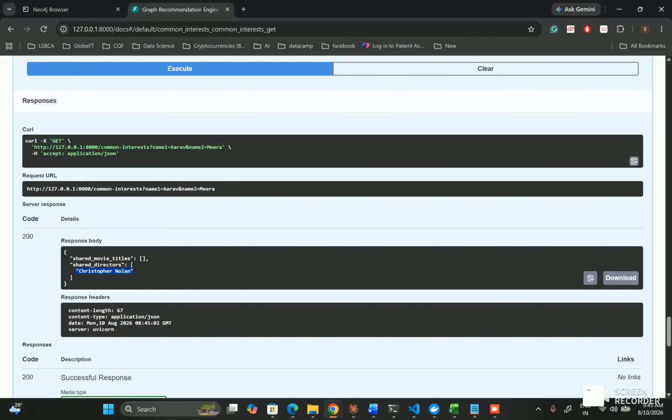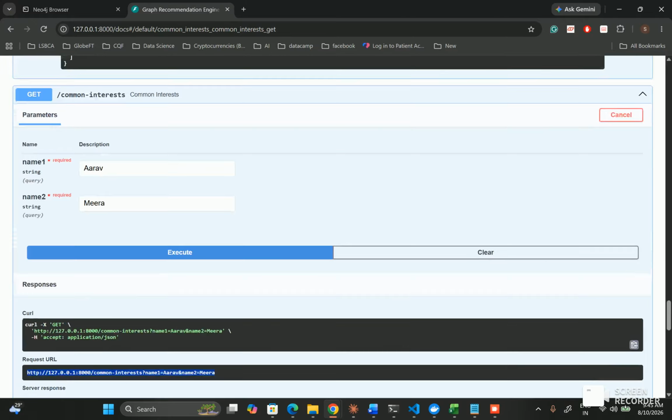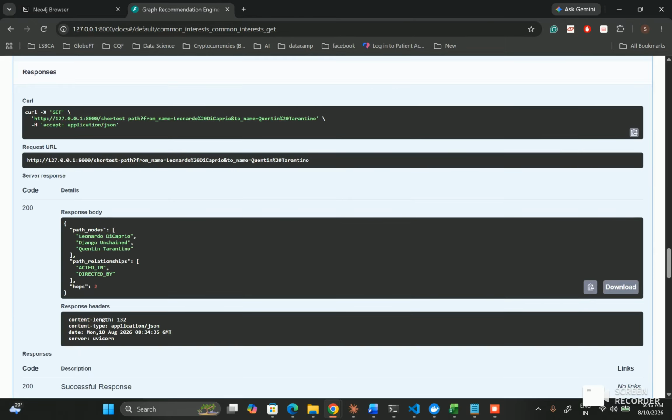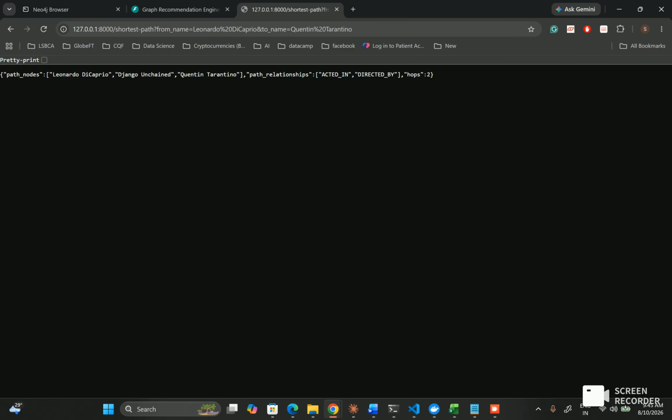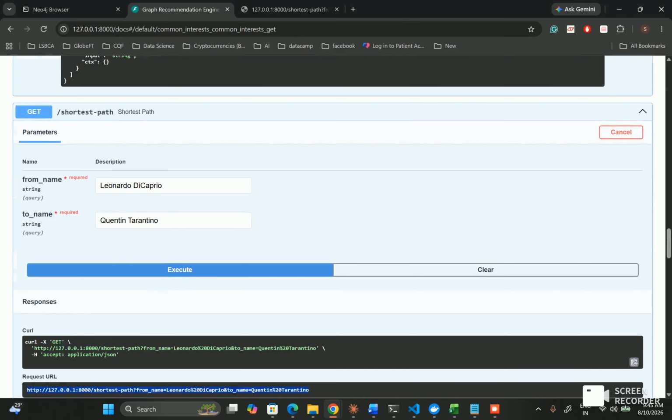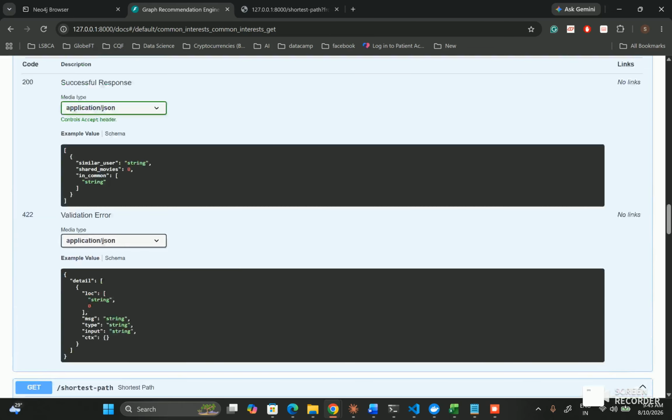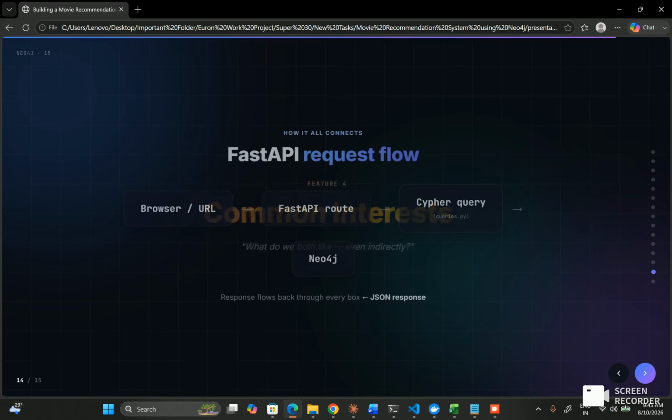So we have now seen all four features work in raw Cypher and how they actually became real URLs anyone can call. See over here. See, if I come over and do this, check the result. Makes sense, understandable, right? Okay, understandable. Let's see what is left now.